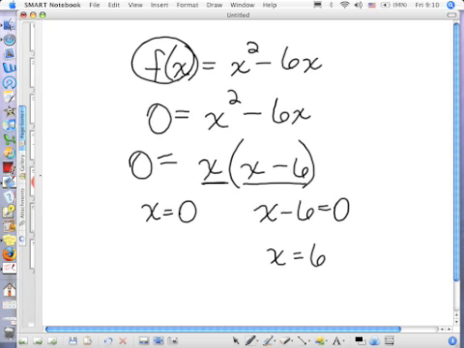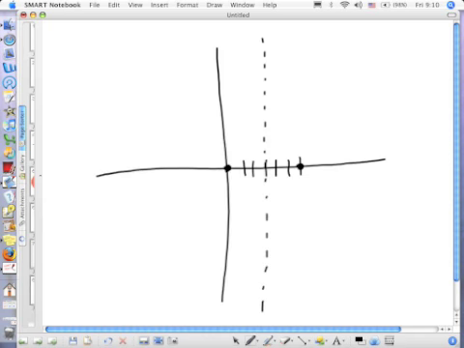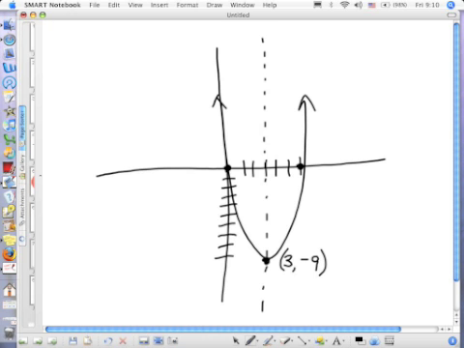Plug in 3, right? 3 squared is 9. Minus 6 times 3 is 18. What's 9 minus 18? Negative 9. And here's your parabola.